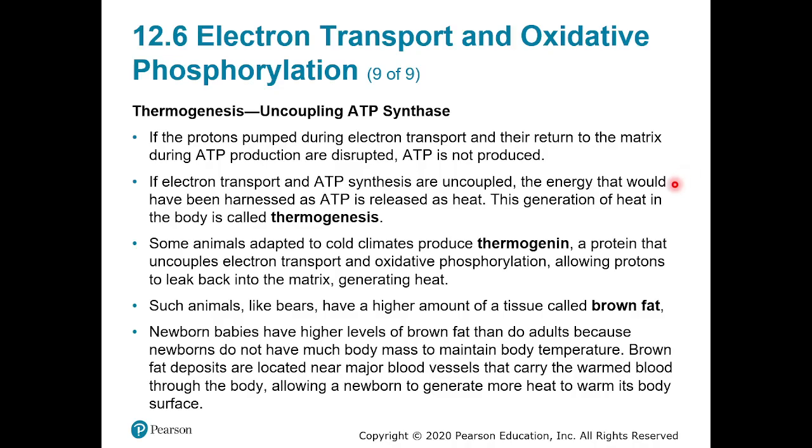Anyway, go ahead. So, the electron transport and ATP synthesis is going to be uncoupled. You can do one without the other. So if you uncouple them, they can be done one without the other. If you uncouple them, the energy that would have been harnessed in ATP will actually be generated as waste energy. Waste energy is by definition heat.